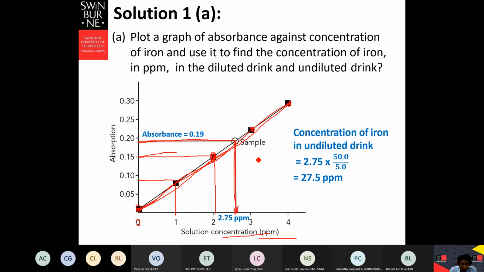So 2.75 ppm, and it was 10 times diluted, right? So 2.75 ppm is the diluted solution that I diluted from 5 to 50 milliliter. But for the undiluted sample, I have to multiply by the dilution factor, that is 10. So it becomes 27.5 ppm in the undiluted sample.